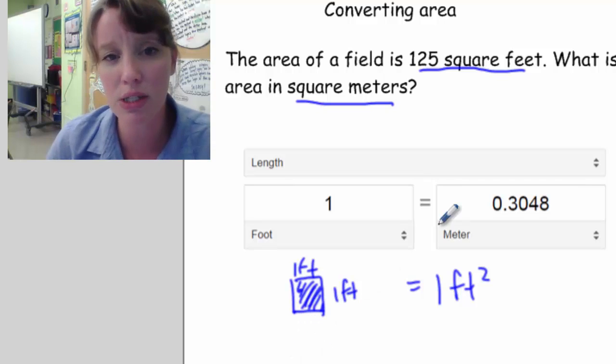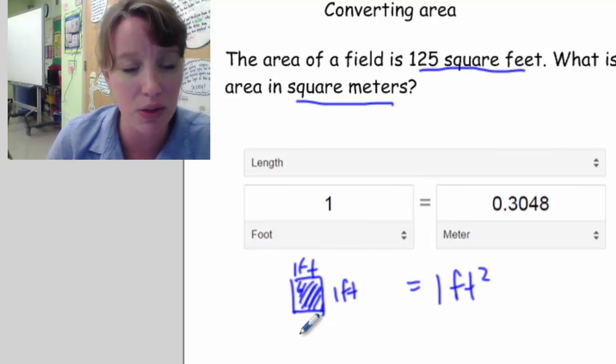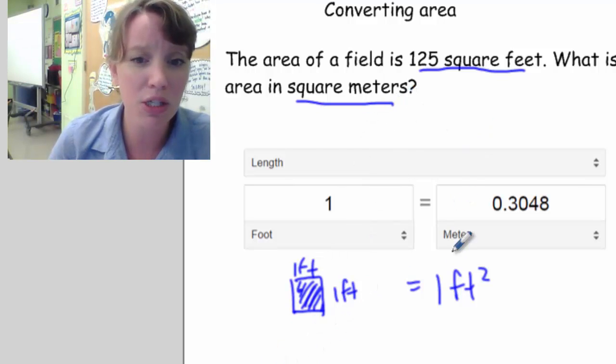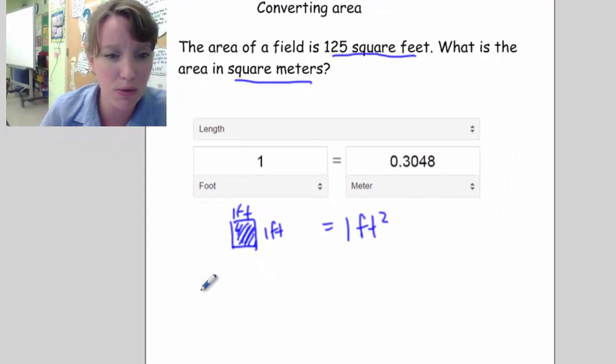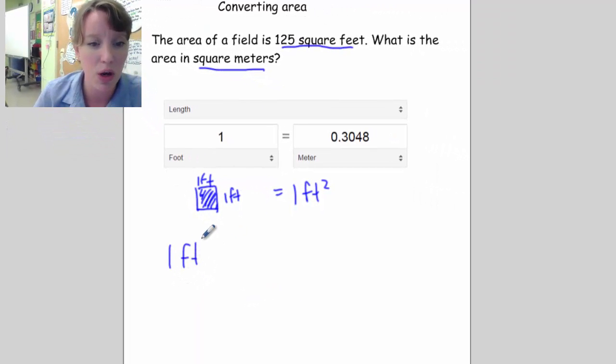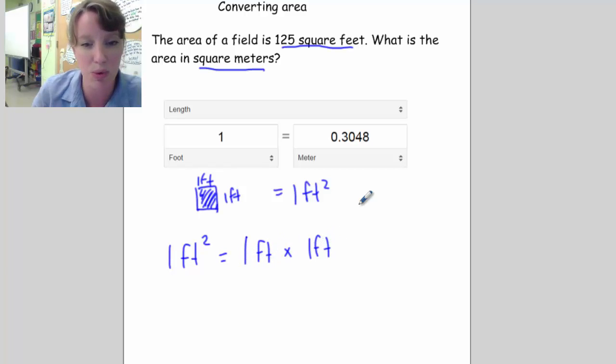So what we're trying to do is, if we had 125 of these tiles, how many square meters would we have? In order to do that, we have to go back and look at one foot squared for a minute. We need to convert 1 square foot into how many square meters. So 1 square foot, let's go back to the dimensions of a square foot, which is 1 foot by 1 foot. So I'm rewriting it as a product of 1 foot times 1 foot. Now, I know that in each foot it is 0.3048 meters. So I'm going to convert each of these into meters.